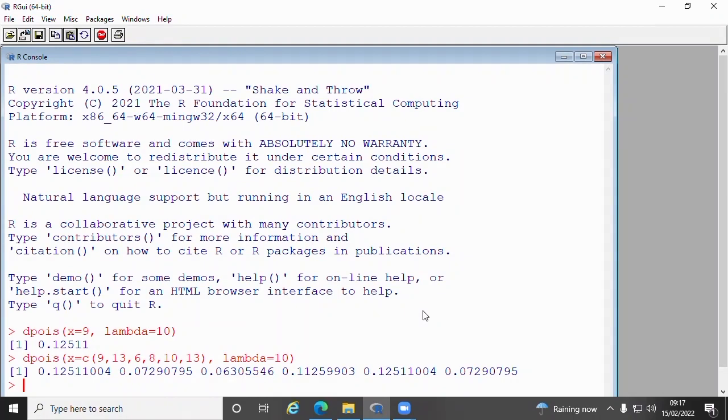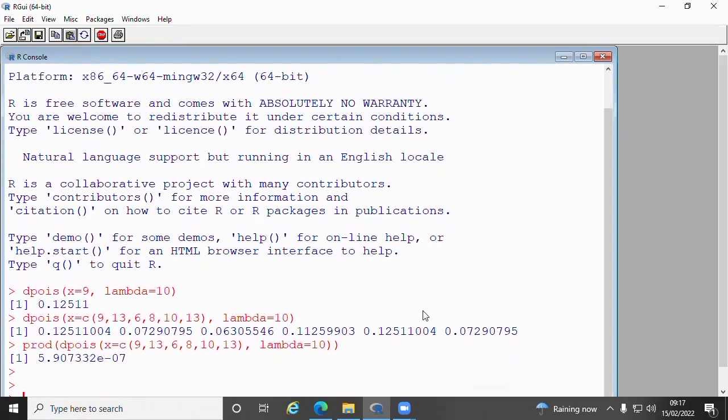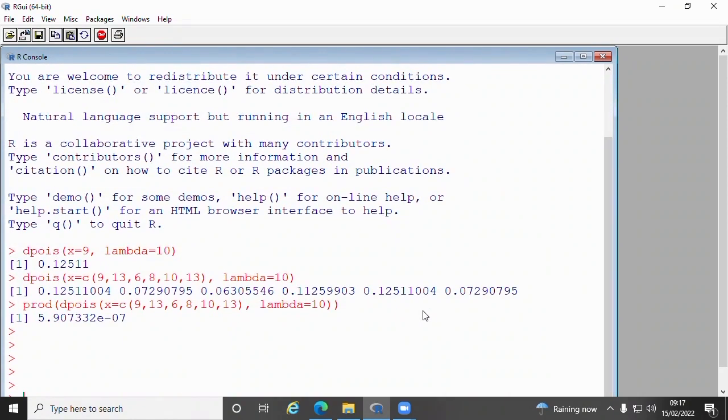And of course, the question asks us to multiply them together to get the joint probability. So we use the product function. This function, PROD, is the function that multiplies the numbers in a vector. So we multiply the numbers in this whole vector of probabilities. We get the answer that we calculated before.